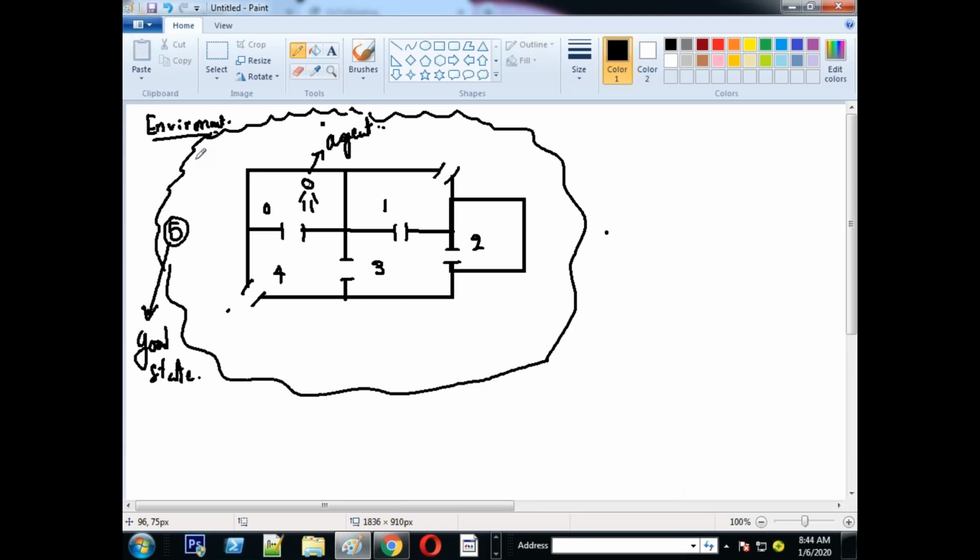Suppose I am trying to get from 0 to 1. Is it a good action or a bad action? Bad action. I will give -1. 0 to 4: valid action but no result. That's why my reward for you is 0. Because what is my question? In which room do I keep you? Your target is to go to 5.